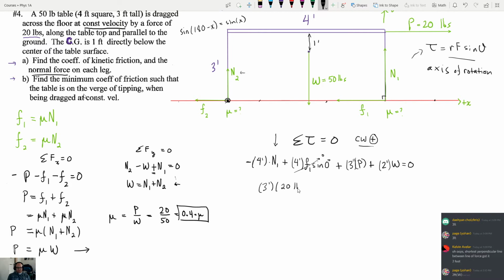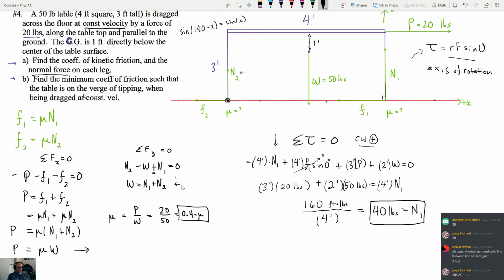Okay, so we're solving for N1. We've got 3 feet times P. P was equal to 20 pounds in this part. Plus 2 feet times W, and W is 50 pounds. Then I'm going to move this piece to the right-hand side: 4 feet times N1. Now we just need to divide everything on the left-hand side by 4. This is 60 plus 100, so that's 160 foot-pounds. Divide that by 4, and 160 divided by 4 should be 40.